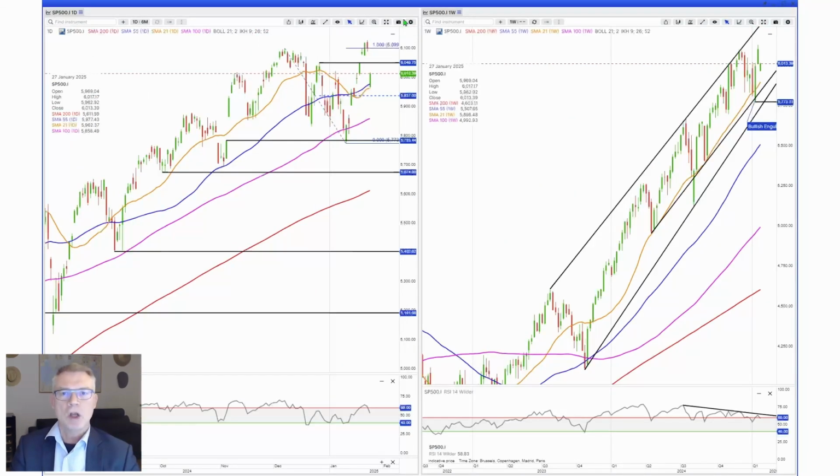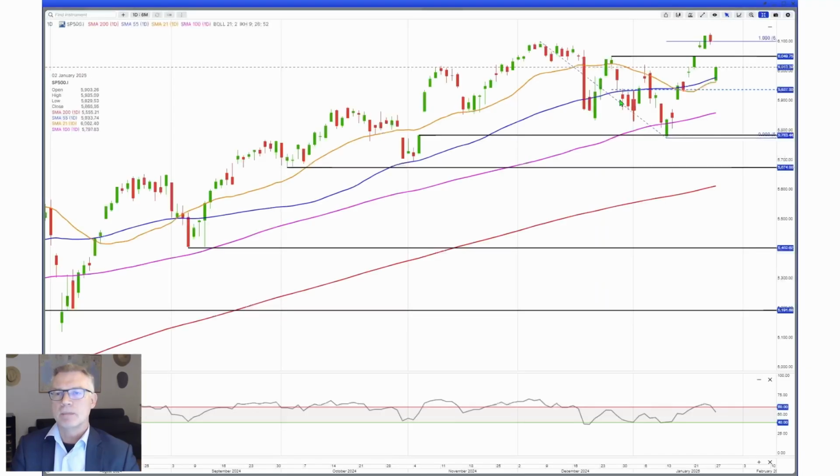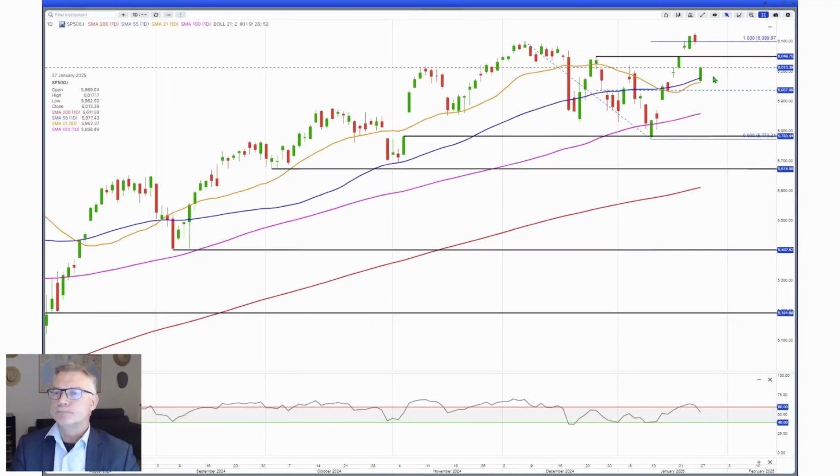But let's zoom in on the daily chart and see what's actually been going on here today. So we made a new all-time high, closed. The market opened a little bit lower today, but buyers were taking it back a little bit here and still above 6,000 during this session, closing above 6,000. If we can close this gap here in the next couple of days, then we could see the uptrend resume, especially if it closes back above 6,100.